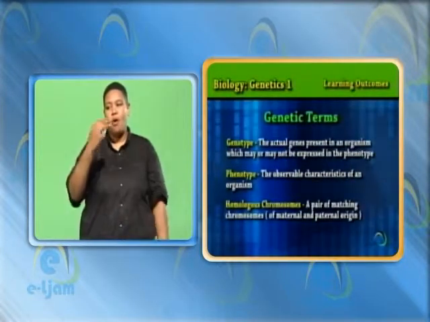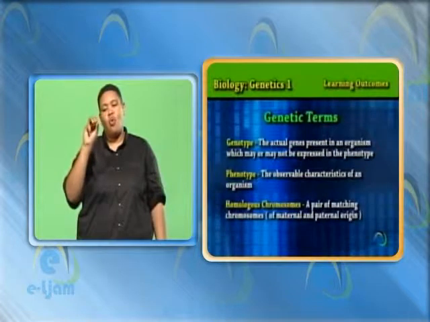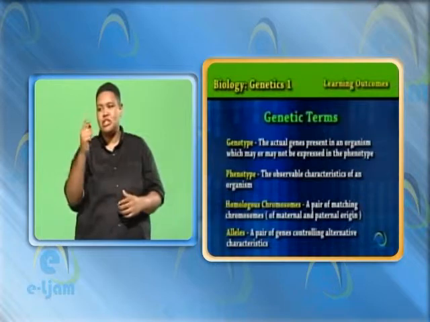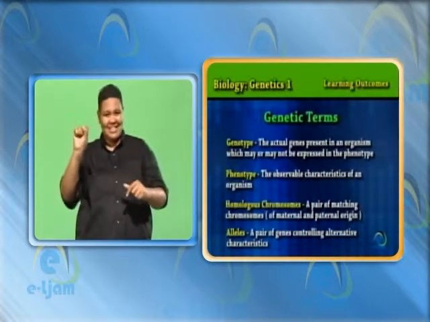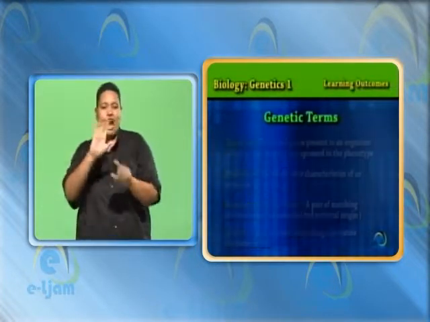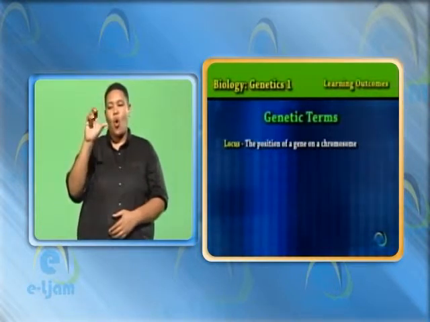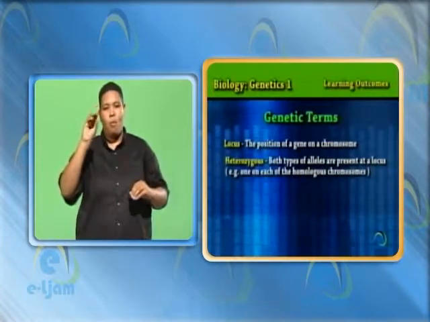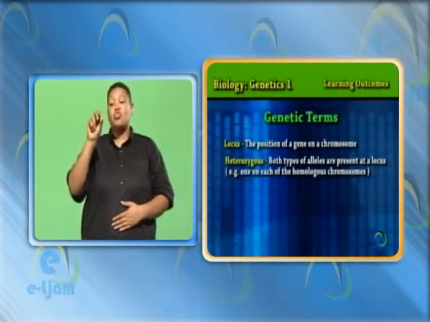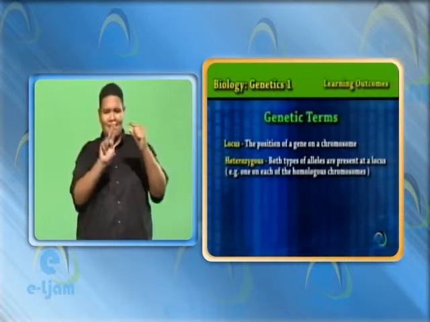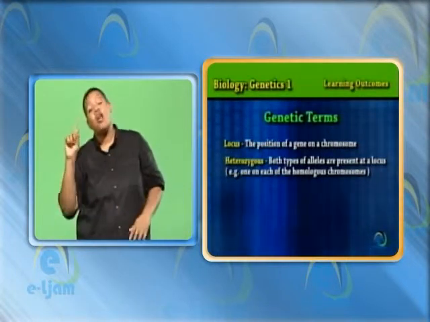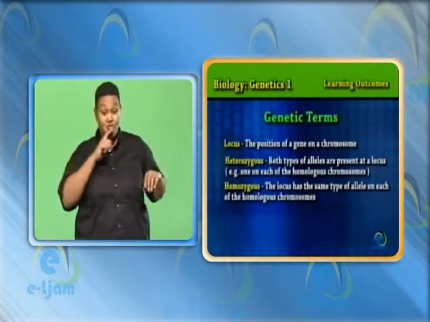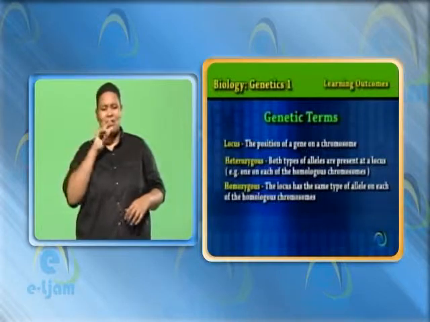Homologous chromosomes, a pair of matching chromosomes of maternal and paternal origin. Alleles, a pair of genes controlling alternative characteristics. Locus, the position of a gene on a chromosome. Heterozygous, both alleles are present at a locus, for example, one on each of the homologous chromosomes. Homozygous, the locus has the same allele on each of the homologous chromosomes.